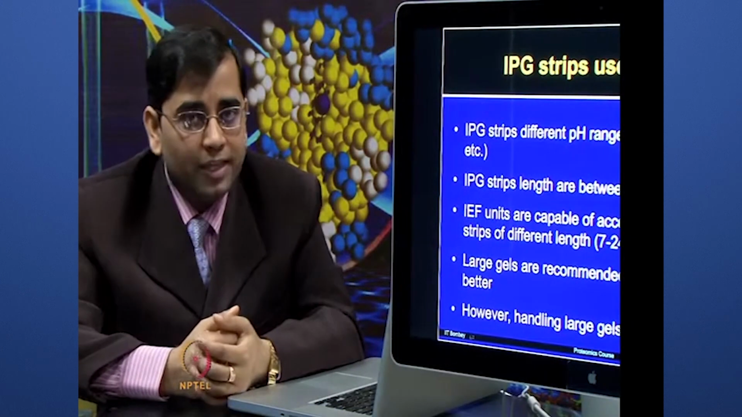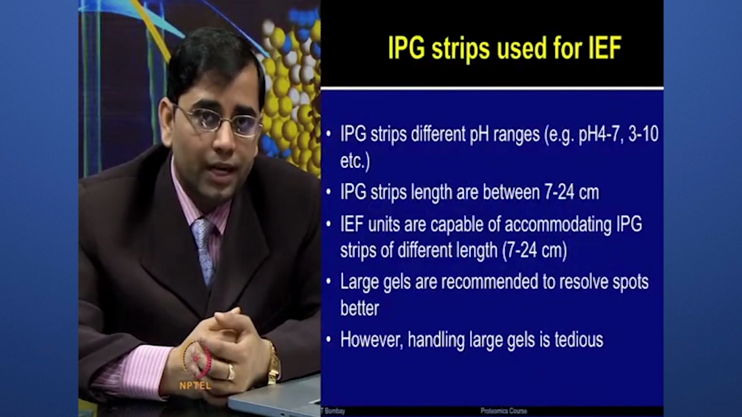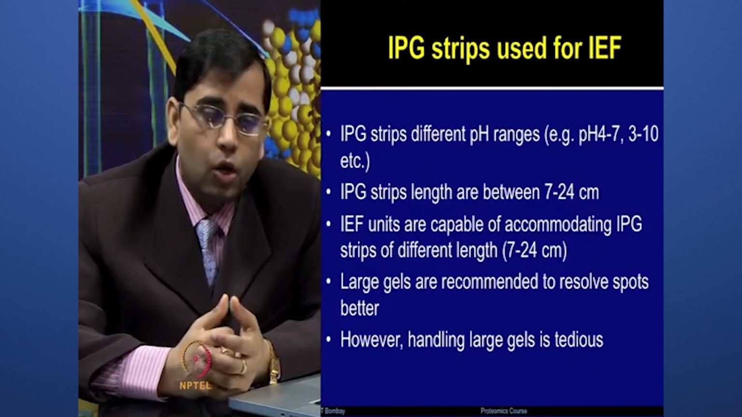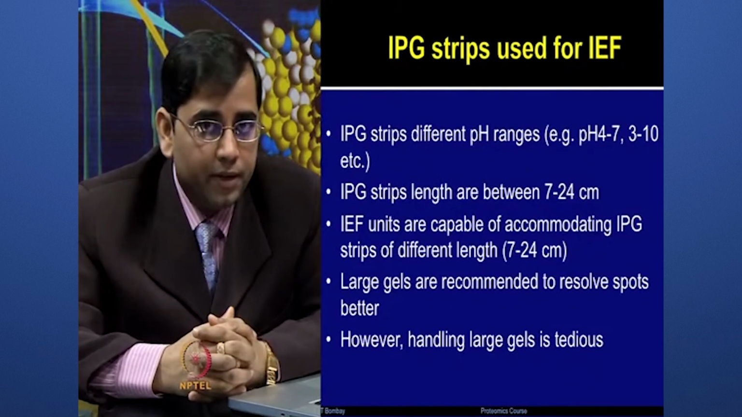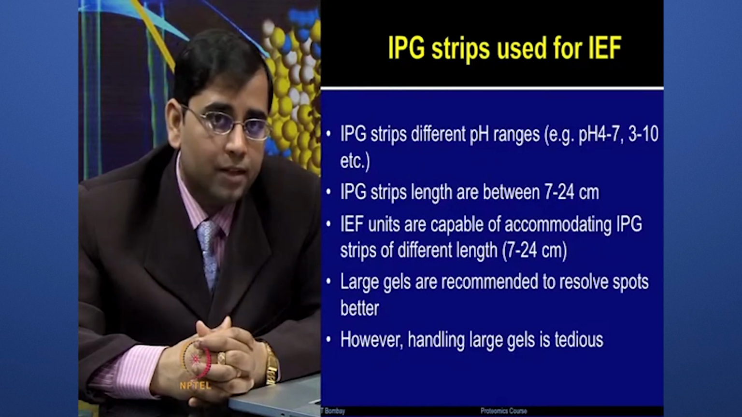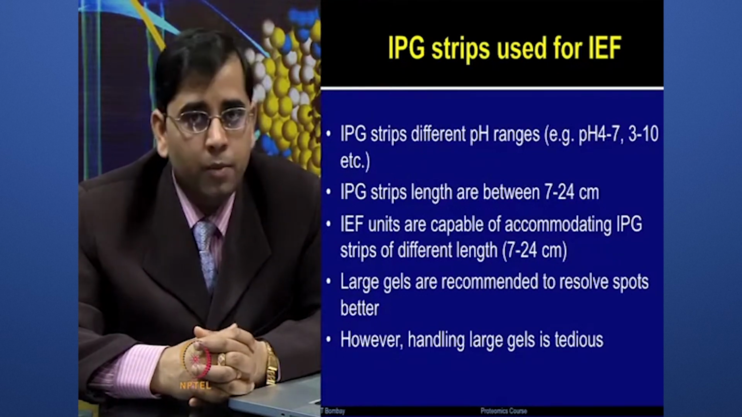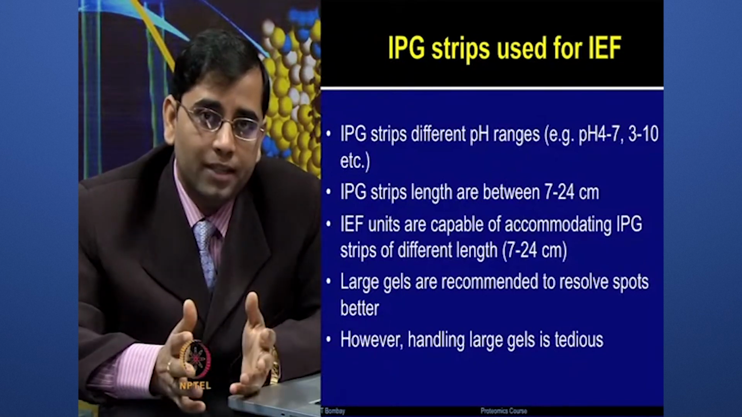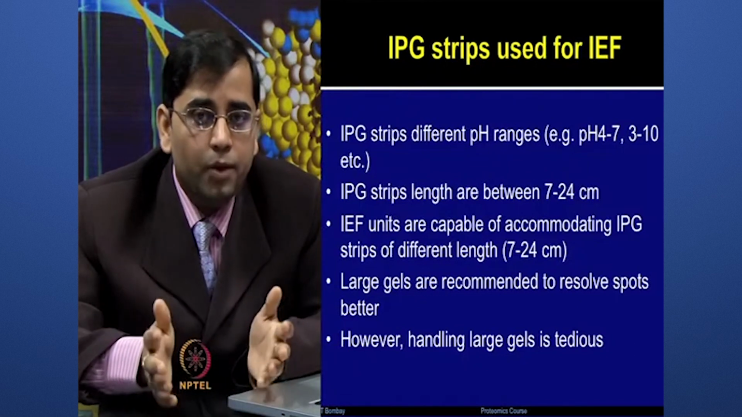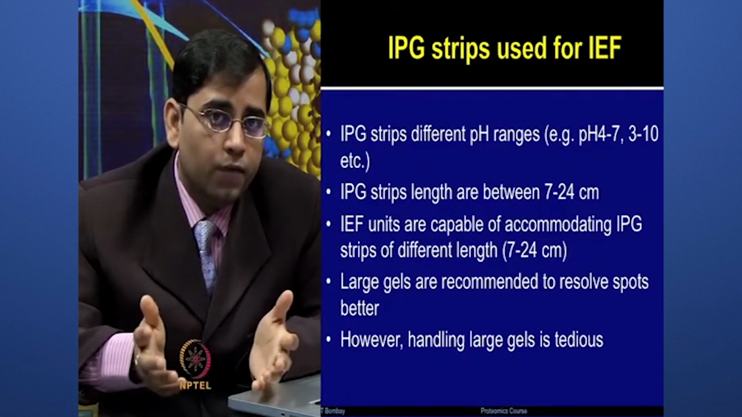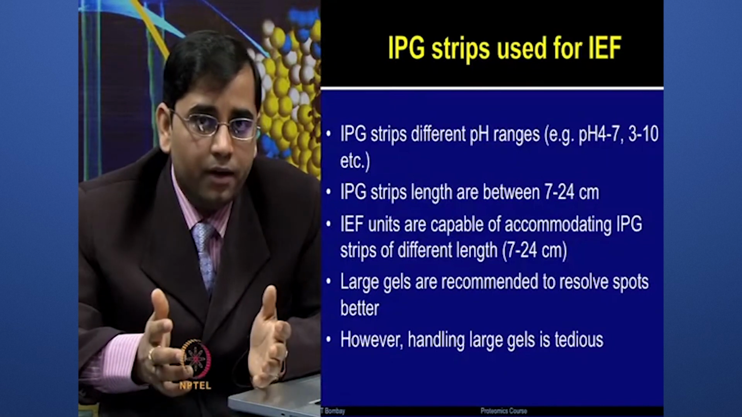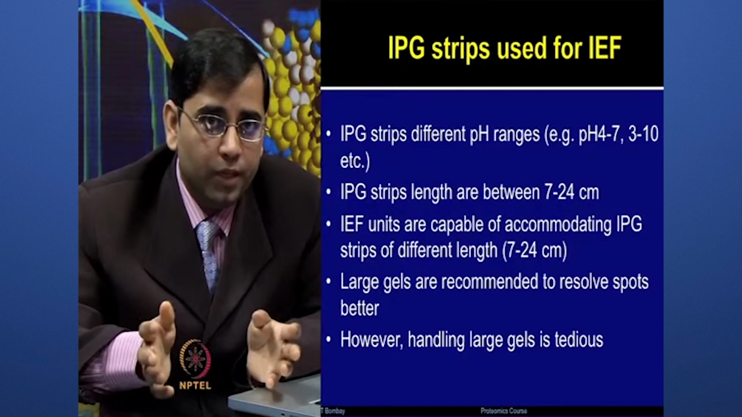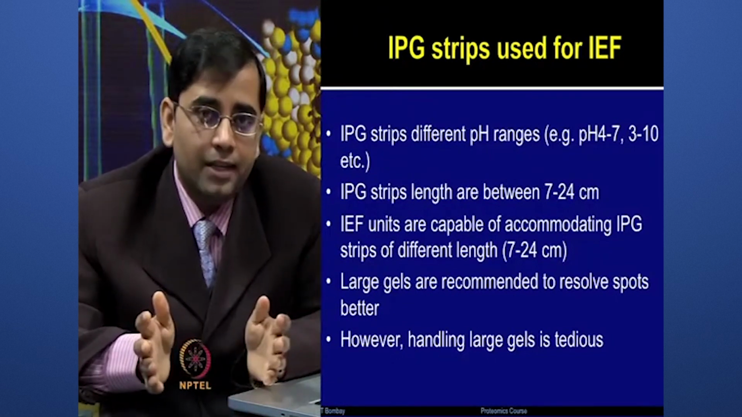Now, different types of strips can be used during the IEF process, whether it's a pH gradient of 4 to 7, or 3 to 10, or some other pH range. As I described in my previous slide, depending on your biological question, if you are mainly interested in separating the proteins in their biological pH range, then 4 to 7 could be a good choice, where you can have better separation of the proteins, but you may lose a few proteins which could be in the extreme regions of acidic and basic.